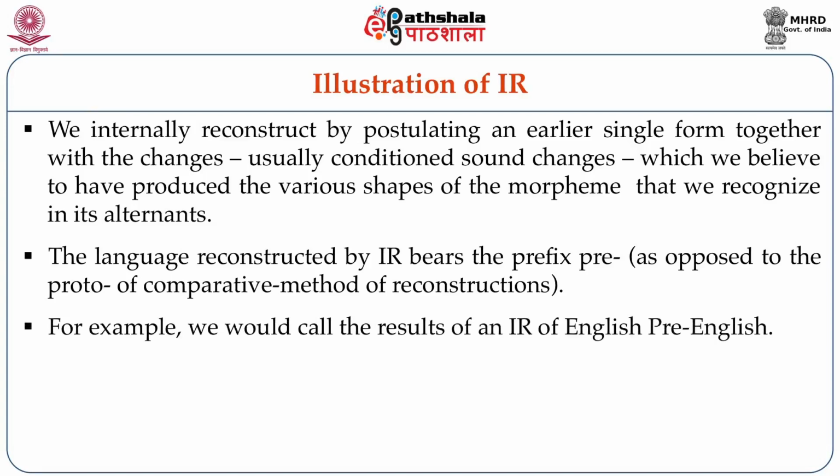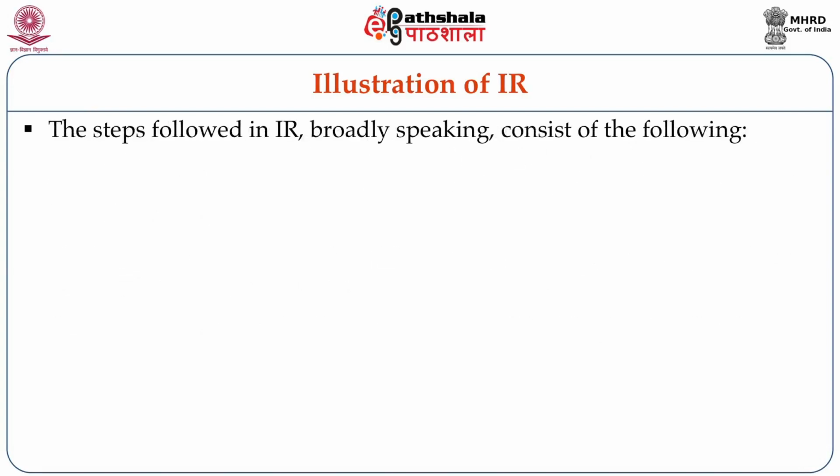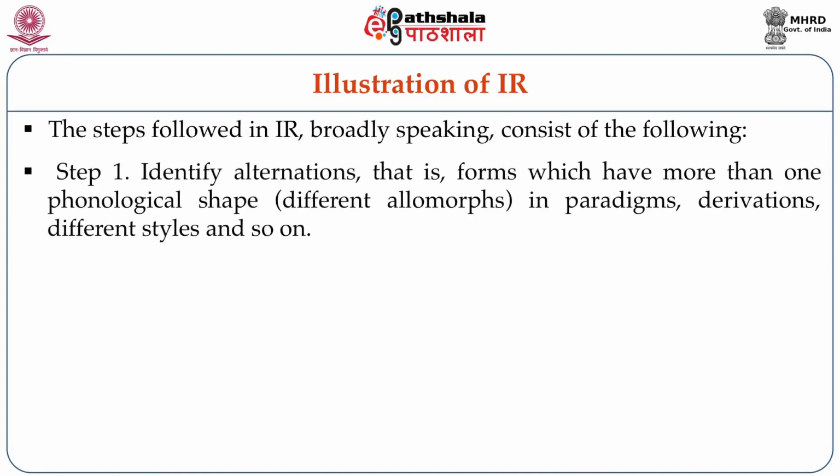For example, we would call the results of an internal reconstruction of English pre-English and not proto-English. The steps followed in internal reconstruction, broadly speaking, consist of the following. Step 1. Identify alternations, that is, forms which have more than one phonological shape, that is, different allomorphs in paradigms, derivations, different styles, and so on.